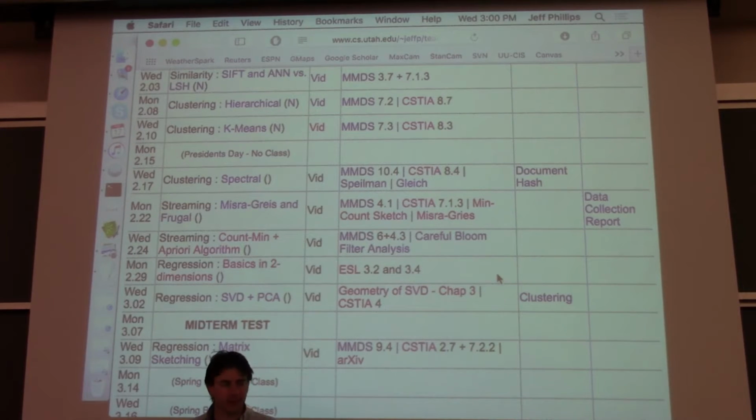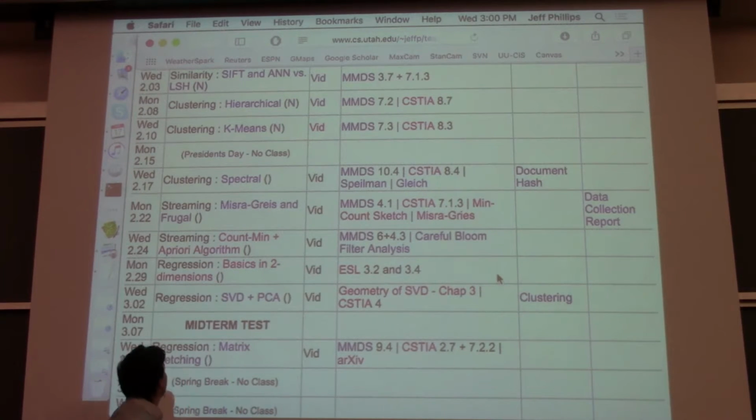So let's get started. Let's start by looking at the schedule of the class. There's some things coming up. Hopefully you all got the homework turned in already, assignment 2. The next homework will be posted later today on clustering, so you should be able to start looking at that right away.